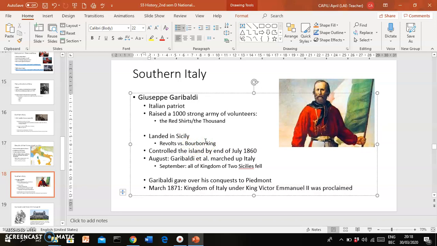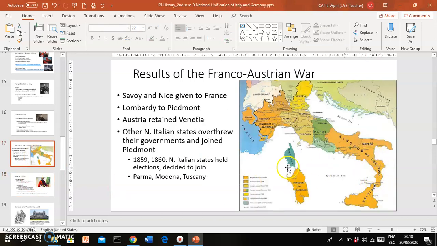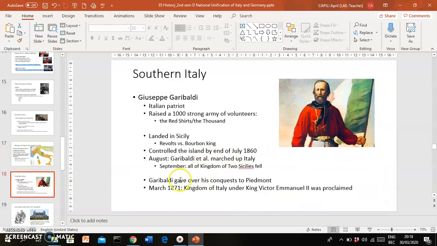They landed in Sicily. They encouraged and helped revolts against the Bourbon king. By July 1860, they had control over the island. Afterwards, they would go to the continent, that part of the continent here. Garibaldi and his other revolutionaries, and we're talking about August 1860, and by September, the kingdom of the Two Sicilies fell. So they fell to the revolutionaries.